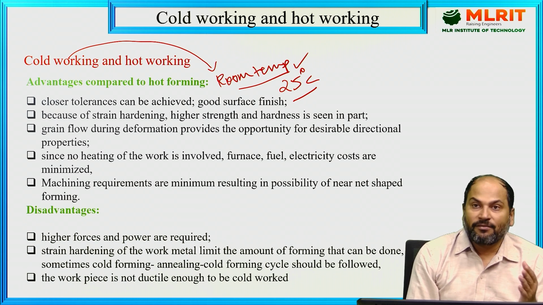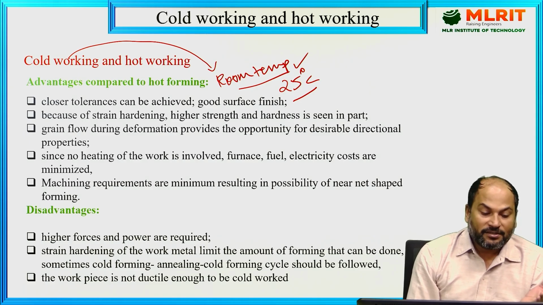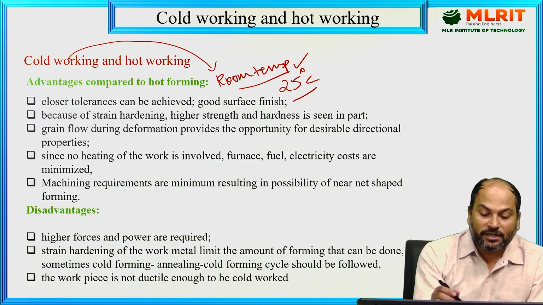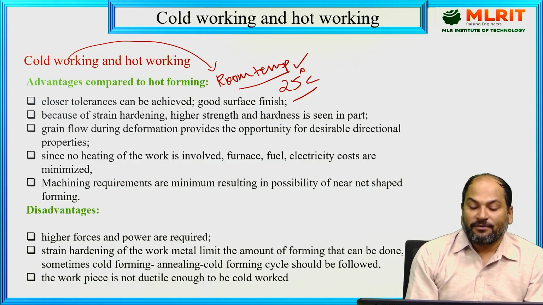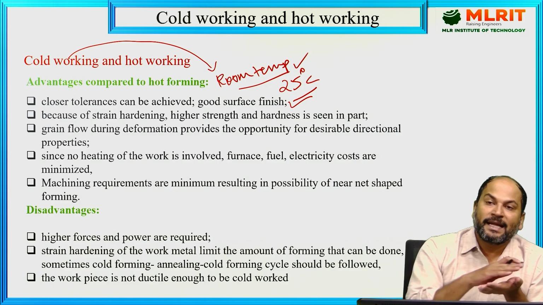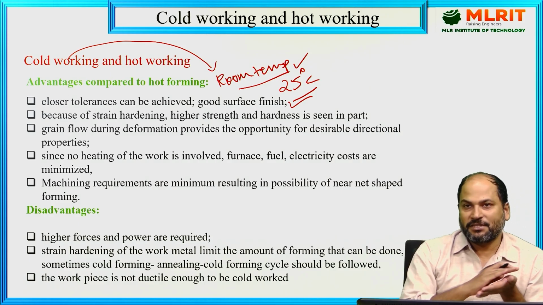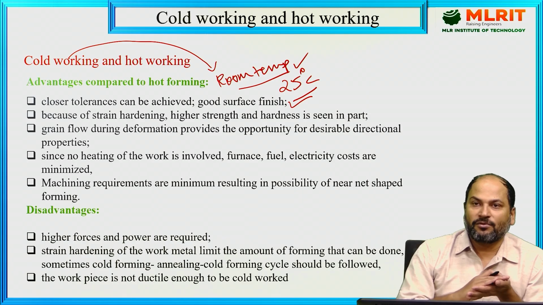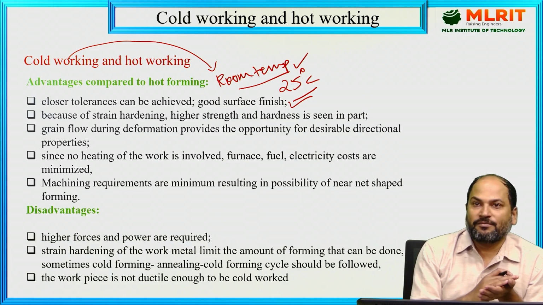So what is the advantage of this one? The advantage is that close tolerance can be achieved. Another one is good surface finish. Why good surface finish? Because if the material is in hot condition, what will happen? Oxide will form on the surface. A scale will form on the surface. If scale and oxide form on the surface, obviously the surface will become rough.